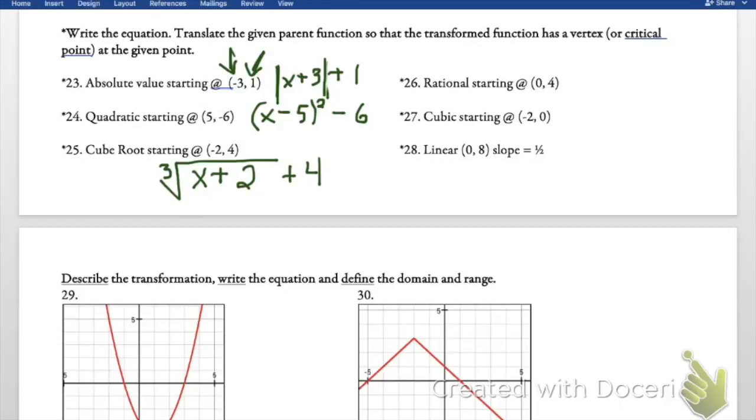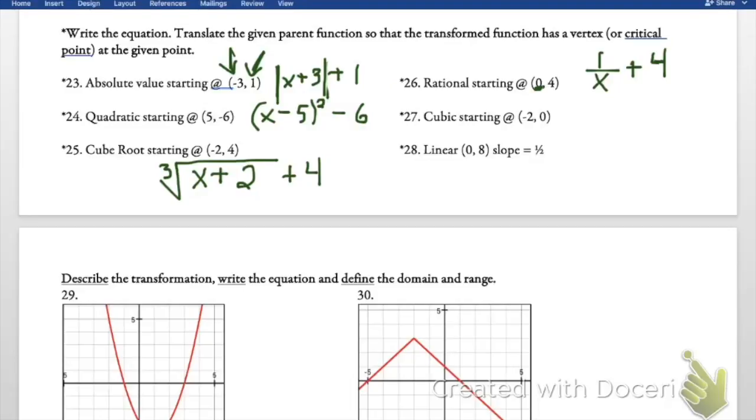Let's look at number 26. Rational. Rational is the 1 over x. Okay? Well, there's nothing going on with the x. It's a 0. So that's okay. That just means I leave it alone. Now we're going to take that 4 and add it to the end. If that 0 had been a number other than 0, I would have put it down in the denominator. So I would have had x plus another number or x minus another number.